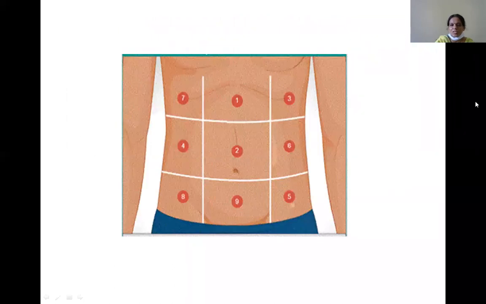And the second one, these are the different quadrants of the abdomen which you have to remember. This one showing the epigastric region, right hypochondriac region, left hypochondriac region. This is the umbilical region, right lumbar, left lumbar region. This is the hypogastric region, and here is the right iliac fossa, left iliac fossa. Why are they important?